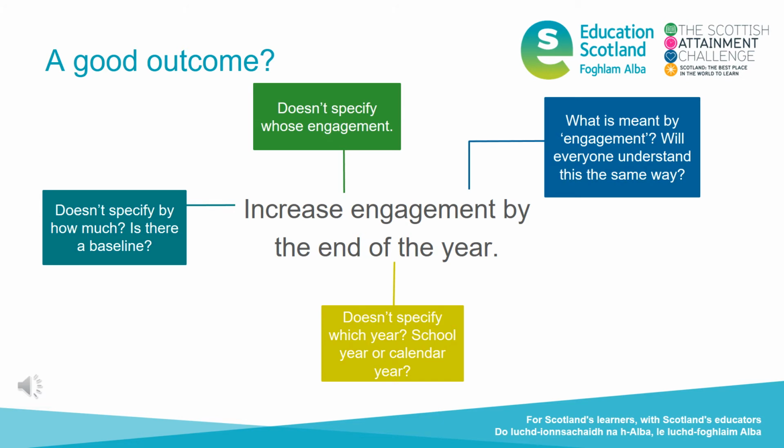This is an example of an outcome that lacks a sufficient level of detail, and it will be difficult to determine whether or not this outcome has been successfully achieved as a result. It doesn't identify the target pupils, it doesn't quantify the amount of improvement expected, and it doesn't make clear the timescale for improvement. In addition, it would benefit from an operational definition detailing what improved engagement will look like.